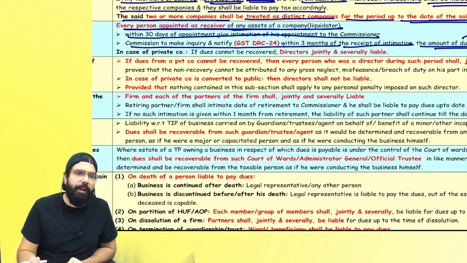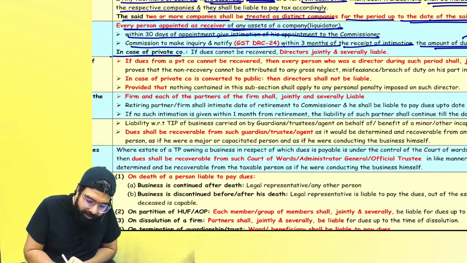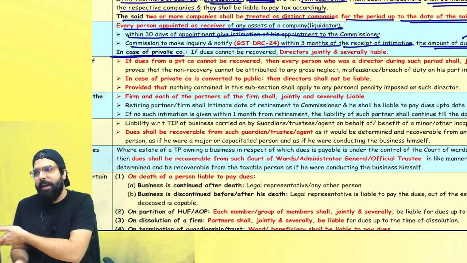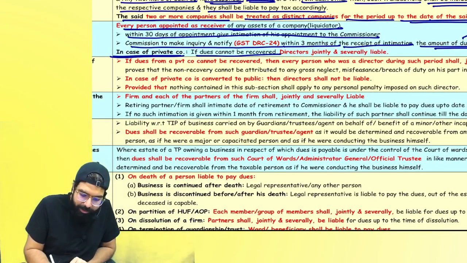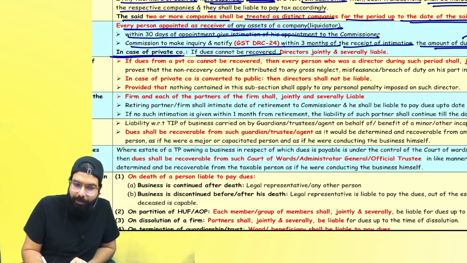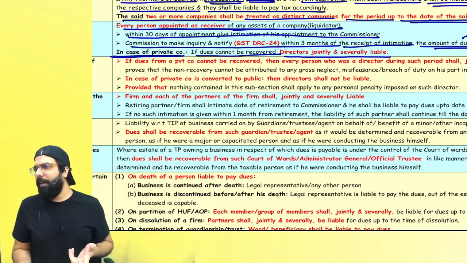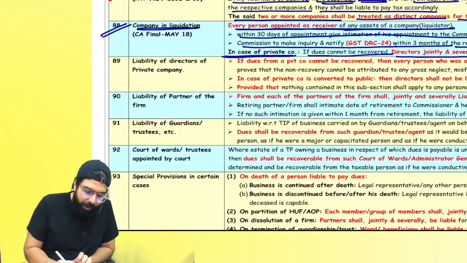The liquidator will be liable to pay the dues. Sir, tell me one thing. If it's a private company, then who will be liable? In a private company, behind the curtain, it is the directors. So always remember, in that scenario, the dues will be recovered. If it could not be recovered from the company, who will be liable? Directors. Otherwise, always the company is liable. Very simple, I think. Next, everyone over here.